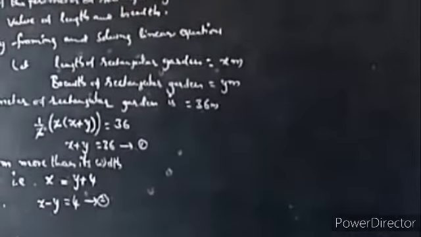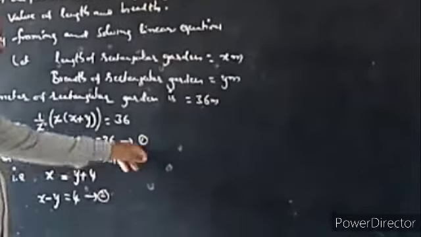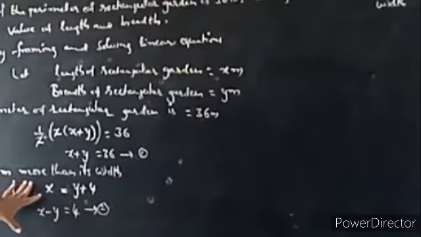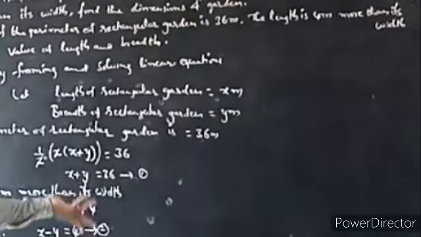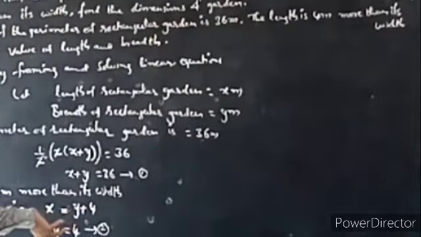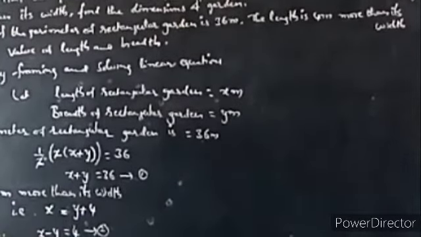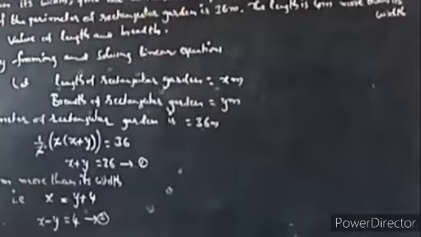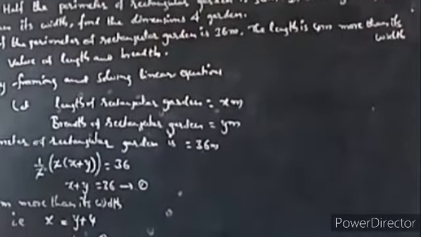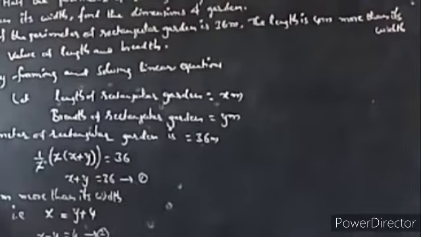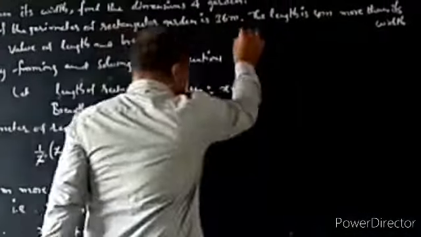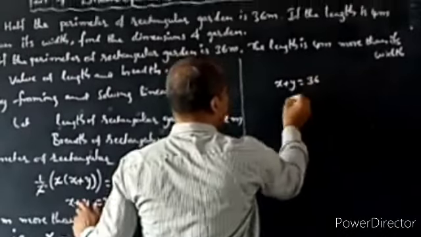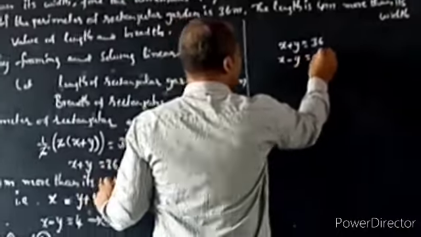Here, the x and y coefficients in equation 1 and equation 2 are both the same or not? Coefficients are equal here. So you may add or subtract, by the elimination method. Either x or y will be eliminated. Now add equation 1 and 2: x plus y equals 36 and x minus y equals 4.